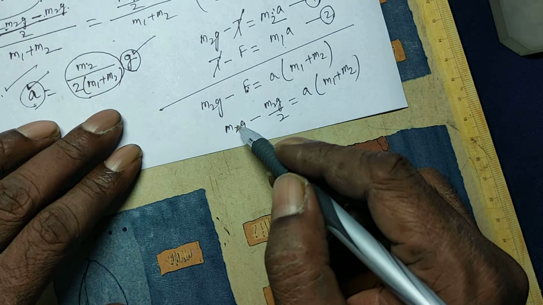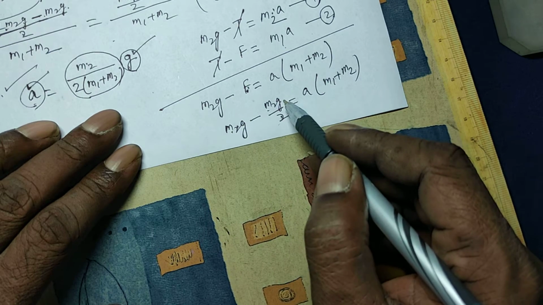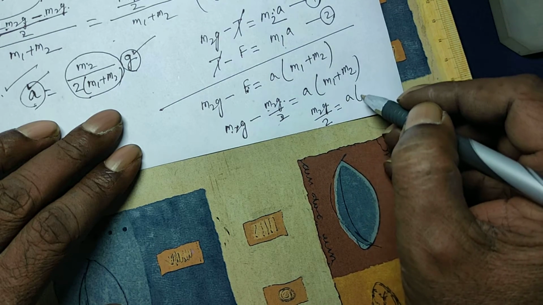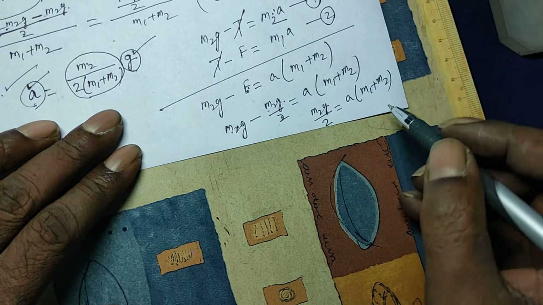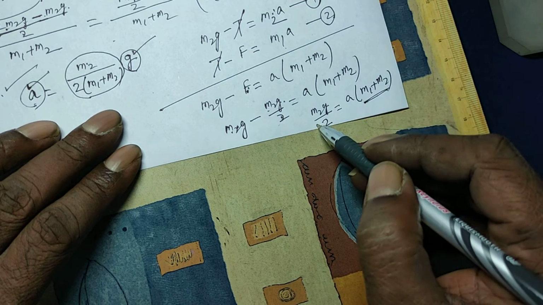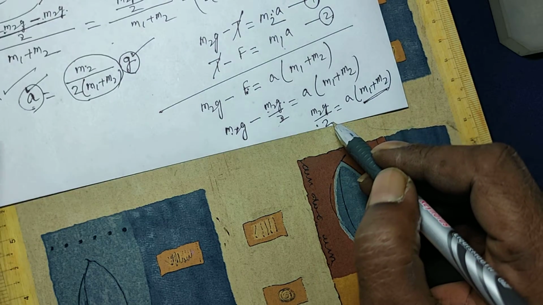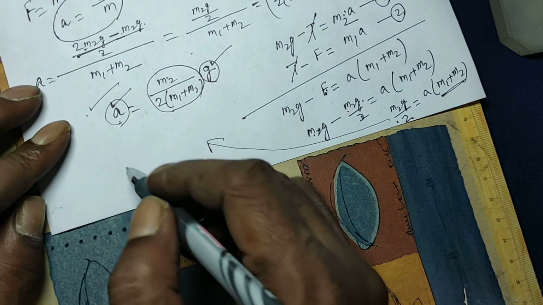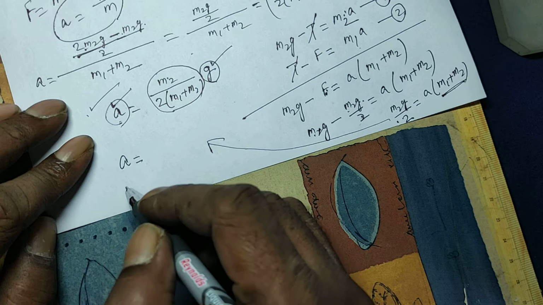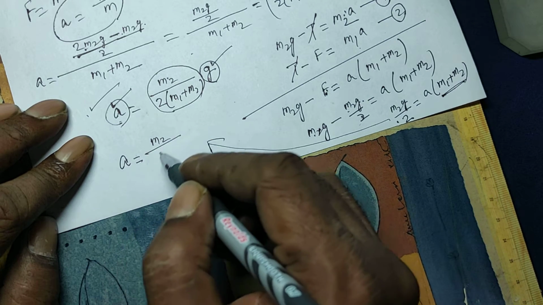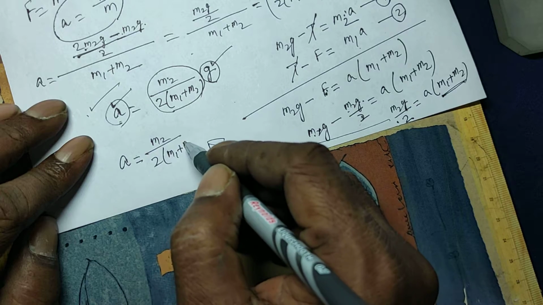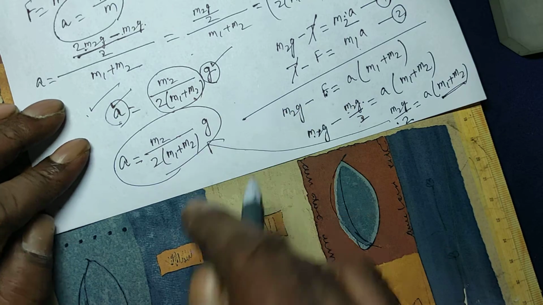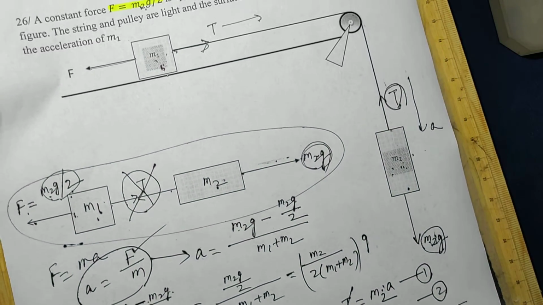So I write here M2G over 2 is equal to A times M1 plus M2. You take LCM here, this becomes 2M2G minus M2G, that is equal to M2G over 2 is equal to A times M1 plus M2. M1 plus M2 is multiplied here, bring it to the left hand side, so it will be divided. So let me rewrite it here. So your acceleration becomes M2 over 2 times M1 plus M2 whole into G. That is the same thing as we derived it here by using the method of shortcuts.